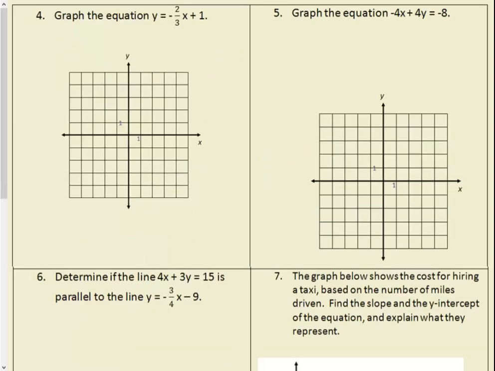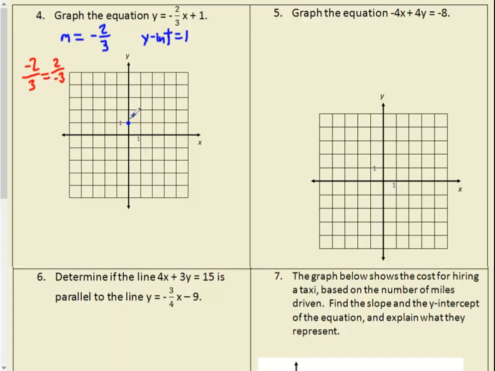Okay. Number 4, graph the equation y equals negative 2/3 x plus 1. So again, this is already in slope-intercept form. We know the slope is negative 2/3 and the y-intercept is 1. So the y-intercept of 1, I'm going to go here at 1, and with a slope of negative 2/3, we can either look at that as negative 2 over 3 or 2 over negative 3.